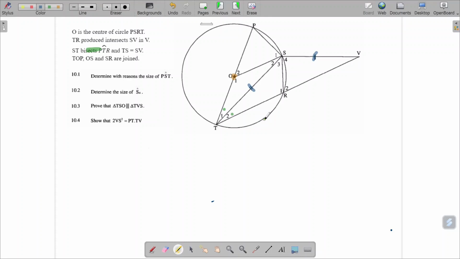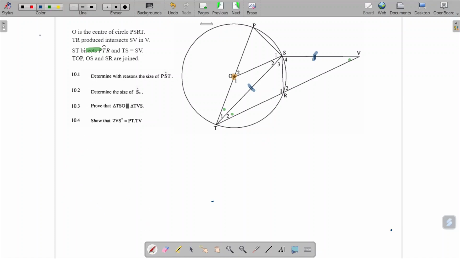And again, realizing that if I have an isosceles triangle, there's an implication to that. And that is that, oh, that's really cool. It means that V is also equal to T1 and T2. So we have a really cool little extra fact coming out from just reading the text, that those three angles are all equal to one another. TOP, OS, and SR are joined. Those aren't too fussed. So now we need to go and answer the questions.